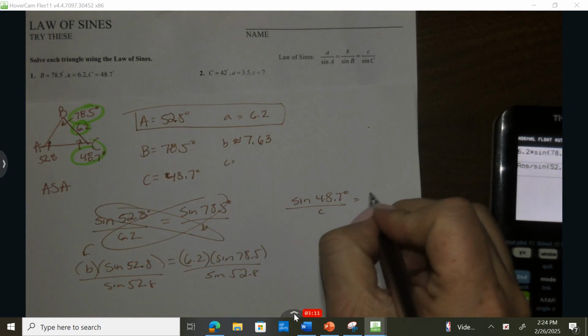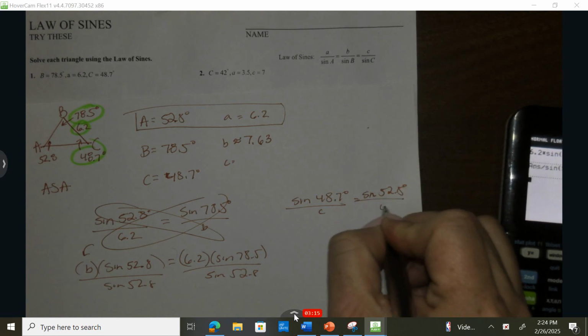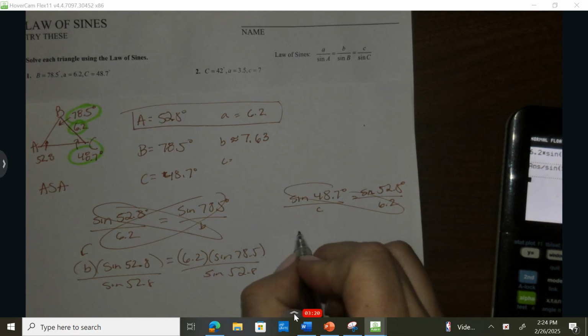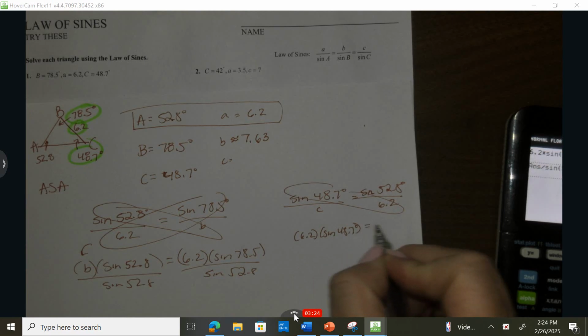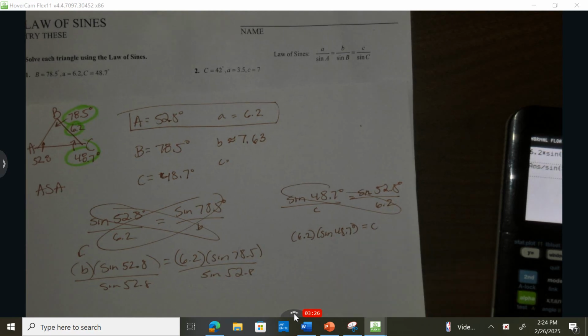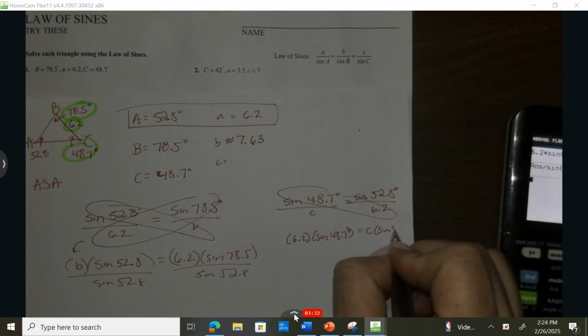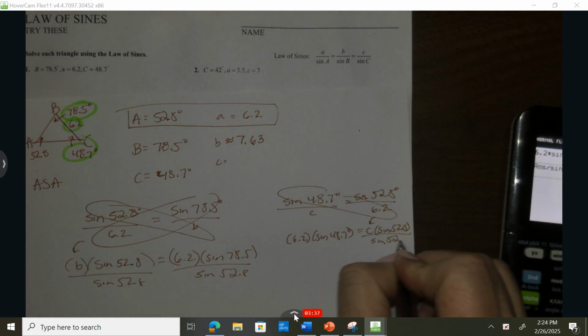And so we're going to set this equal to the sine of 52.8 degrees over 6.2. And in the same fashion I did this, I'm going to cross multiply. So 6.2 times sine of 48.7 degrees is equal to C times sine of 52.8. And now to isolate the C, I'm going to divide by the sine of 52.8.